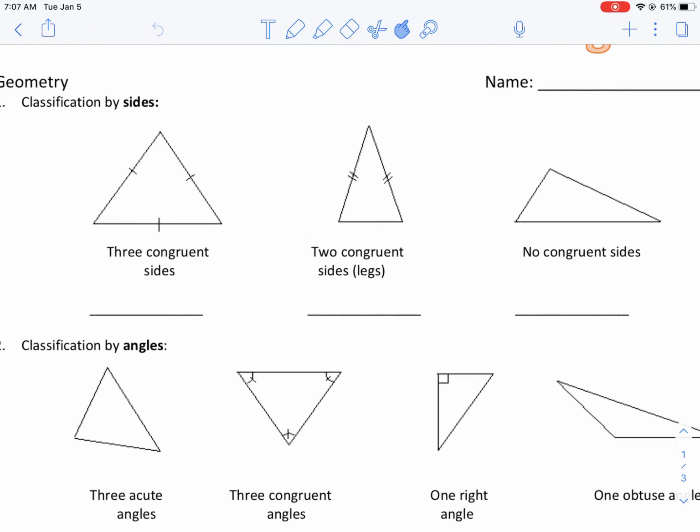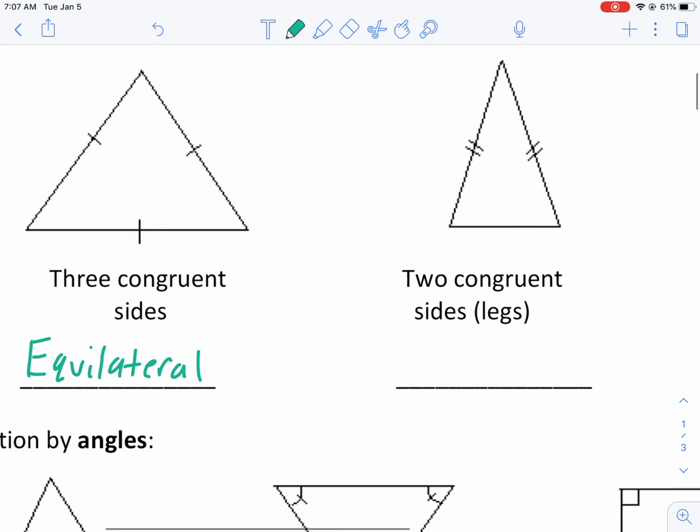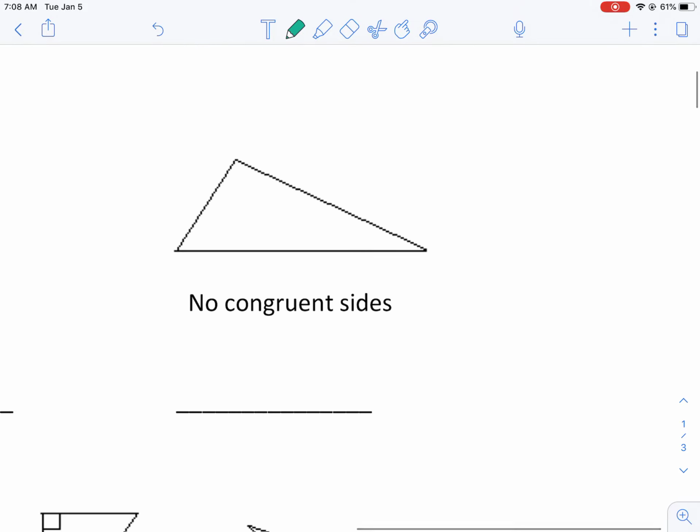The first way is by number of sides, so I'm just going to be giving you the answers here. If all three sides are congruent, hopefully you guys already know this, and if you do and you want to skip ahead, you can, but this is an equilateral triangle, okay? All three sides are equal, that's why it starts that way. If there's two congruent sides, we call that isosceles, all right? And we call those the legs, the two sides that are congruent. And if there's no congruent sides, that's called a scalene, all right?